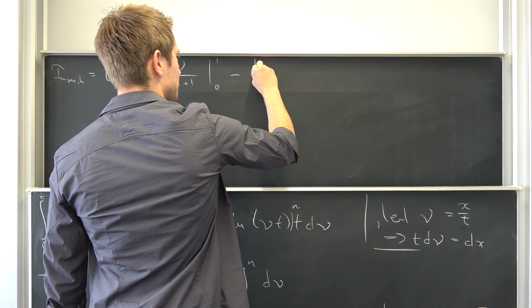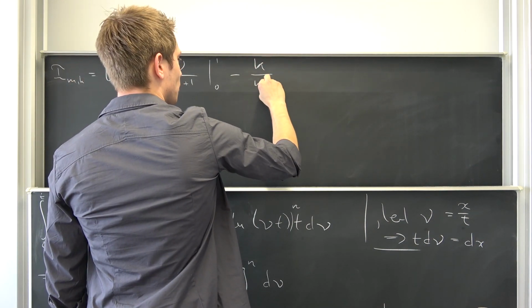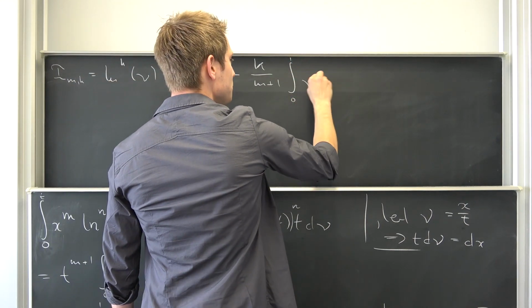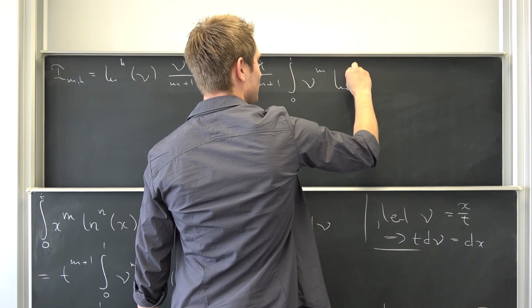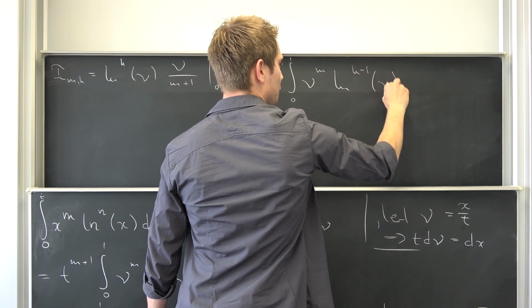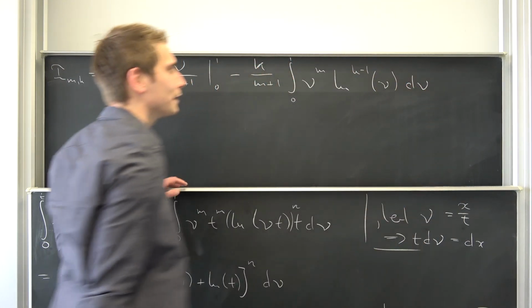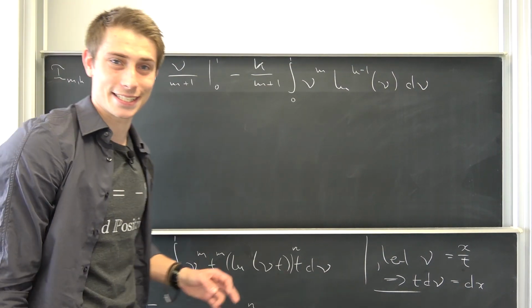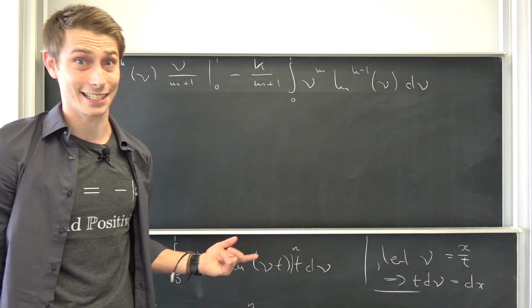K, I'm terribly sorry, not n, over m plus 1 times the integral of nu to the mth power, natural log to the k minus 1th power of nu d nu. Oh, this is so nice. This is really nice. Can you see why this is exactly so nice?